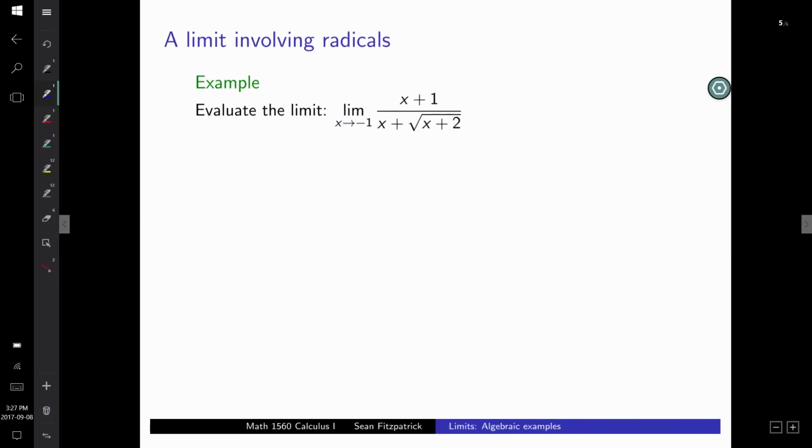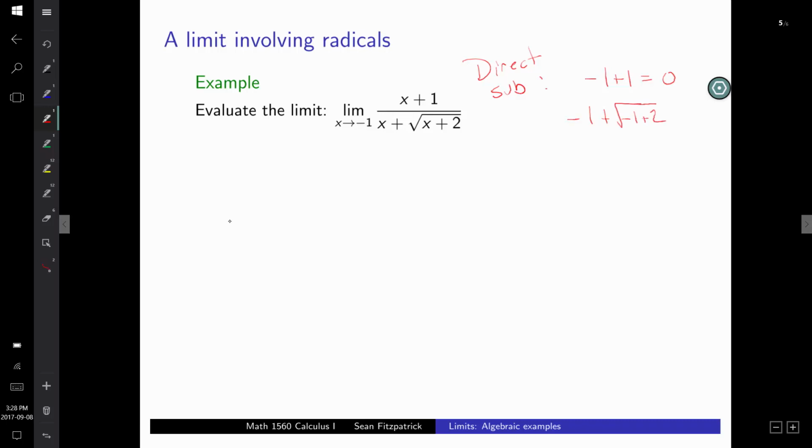Okay? Here's another one. This time we're dealing with radicals. There's a square root involved. So again, the first thing I ask is, okay, what if I do direct sub? If I do direct sub, up top I get minus 1 plus 1, I get 0. On the bottom, what do I get? I get minus 1 plus the square root of minus 1 plus 2.